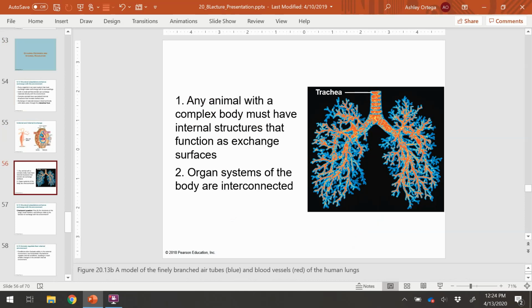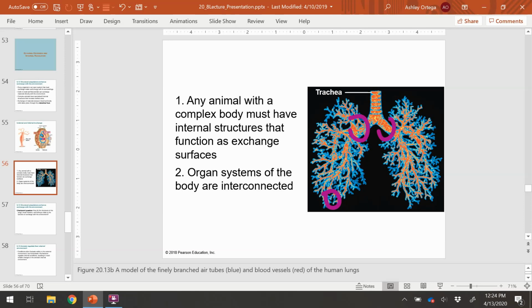So any animal with a complex body must have internal structures that function as exchange surfaces. So we have multiple exchange surfaces here. One example is the lungs, with the alveoli shown. These small little branches on the ends form little sacs called alveoli. Those branch together to form bronchioles, and the bronchioles join together to form larger ones, eventually leading to the two bronchi here that lead to the trachea.